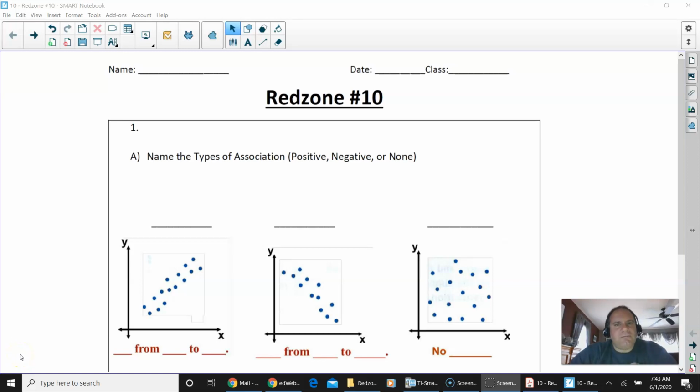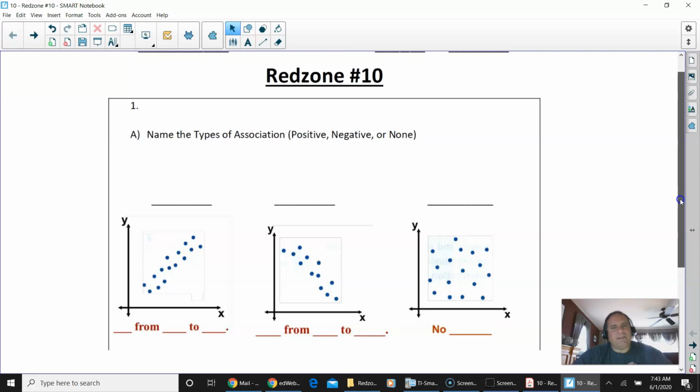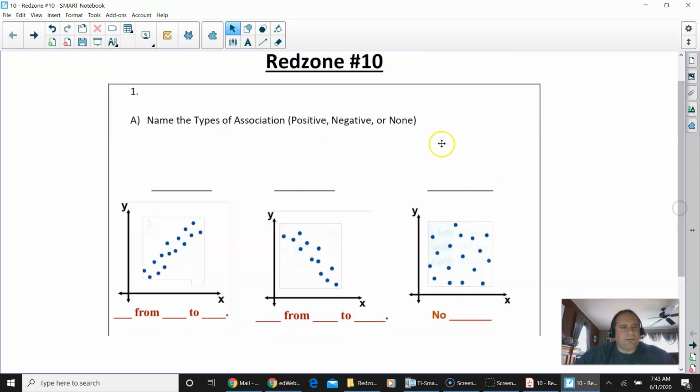Hi everyone, this is Redzone number 10, and we're going to talk about the types of association of a scatter plot. Positive, negative, or none. So all you have to do is basically just say whether or not you think the scatter plot is going up from left to right, down from left to right, or no trend at all.